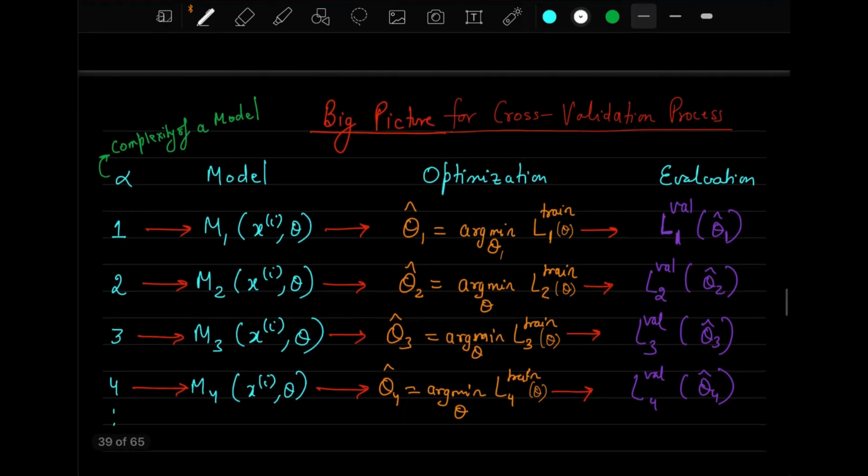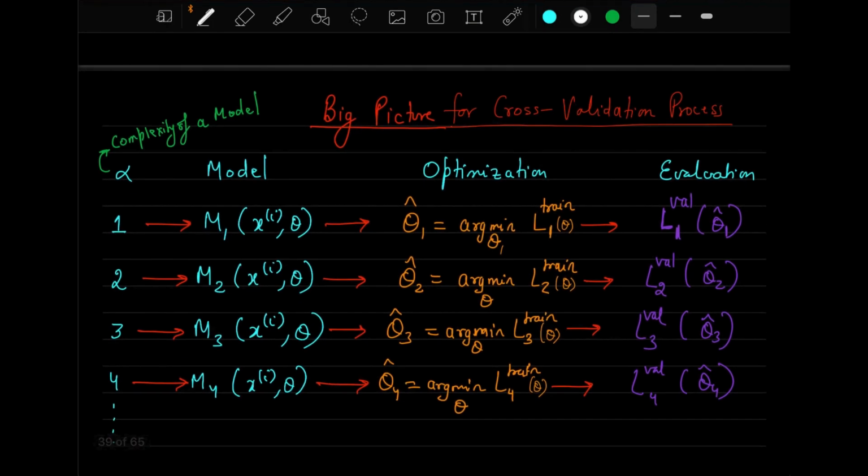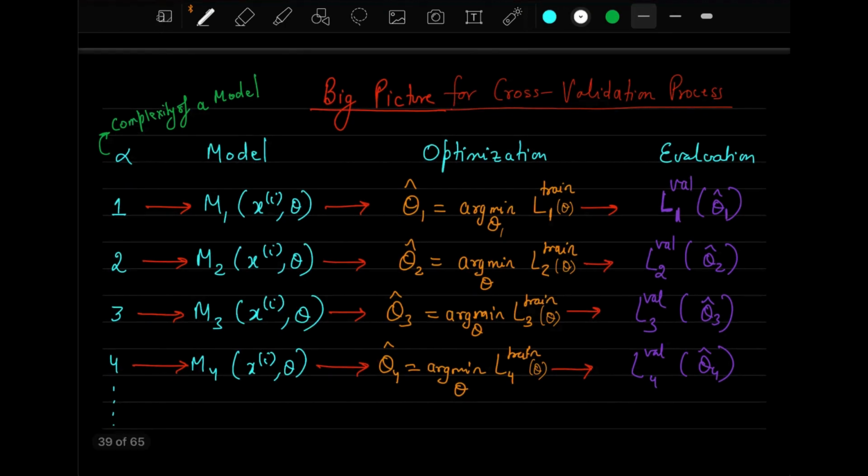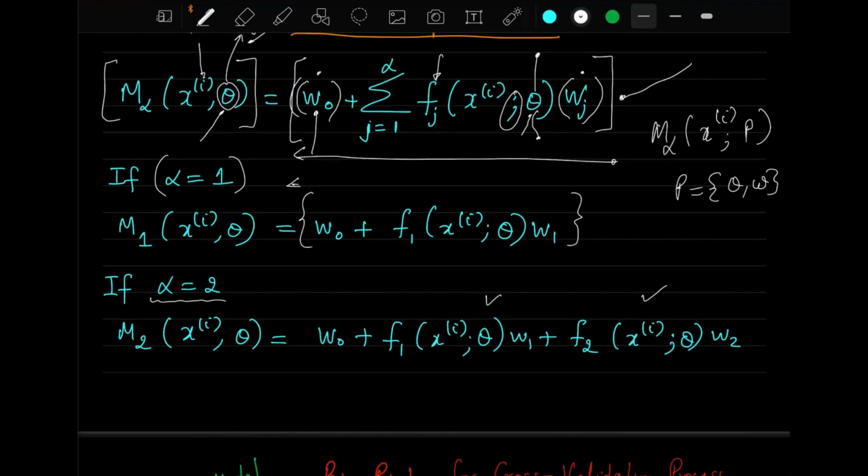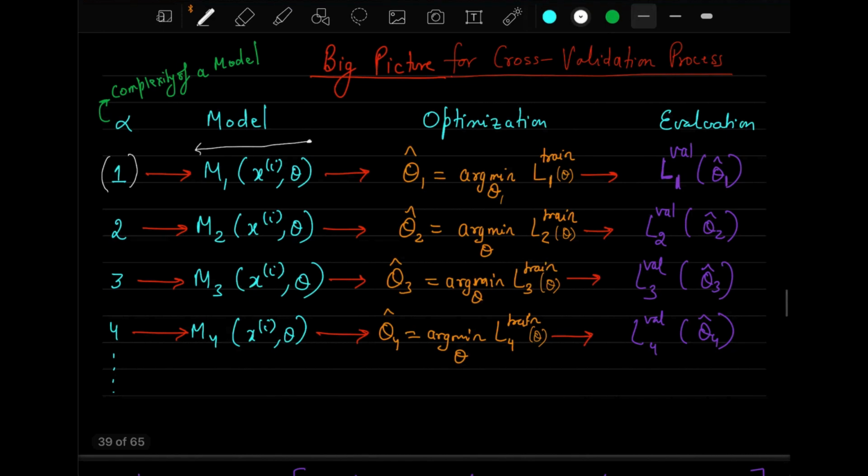The big picture, the 10,000 feet overview of the cross validation process, is indicated on this diagram. You can see, as you increase the complexity, first of all, when alpha is equal to 1 you have a simple model. You will have this particular model, and you can put that value here and get this value. So we are talking about this particular model given over here. Now for this particular model, you have to optimize it. You have to optimize this model on the training data set. That's why I am writing train here. Please note, I am writing train here.